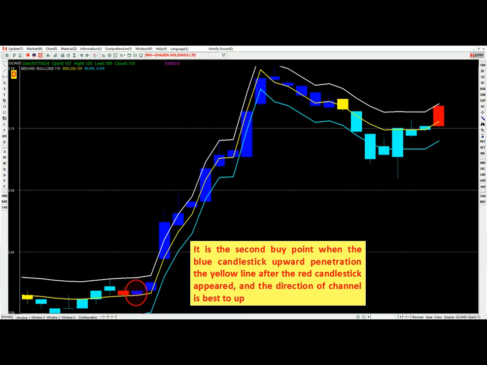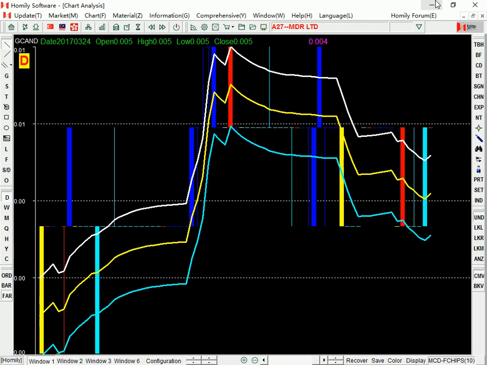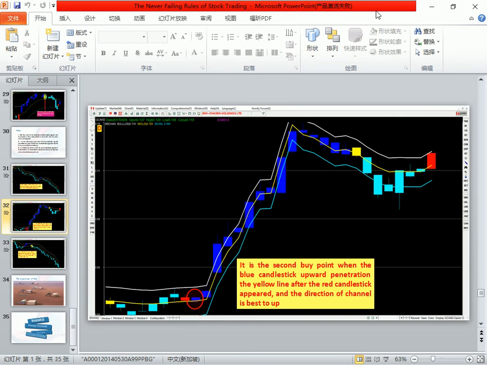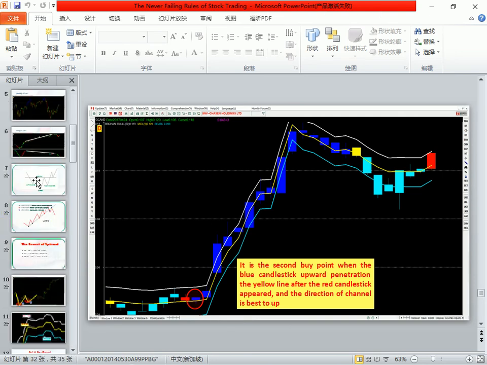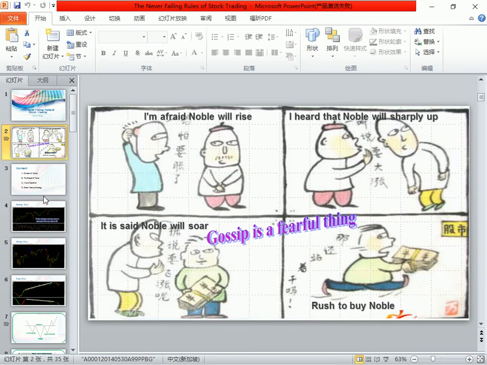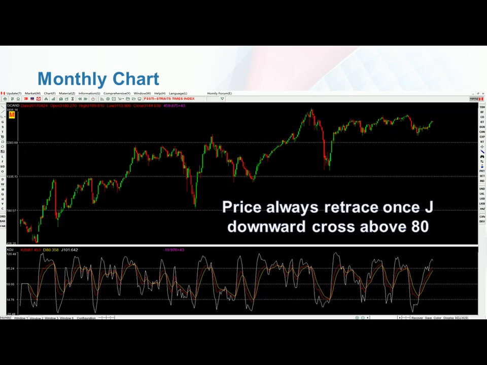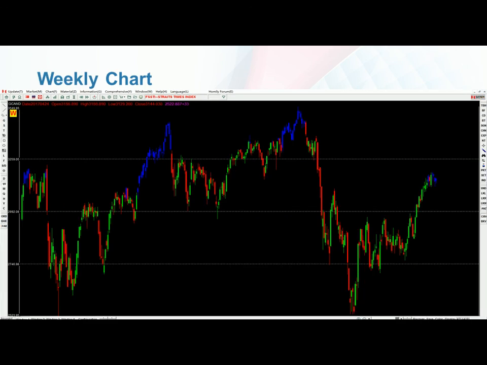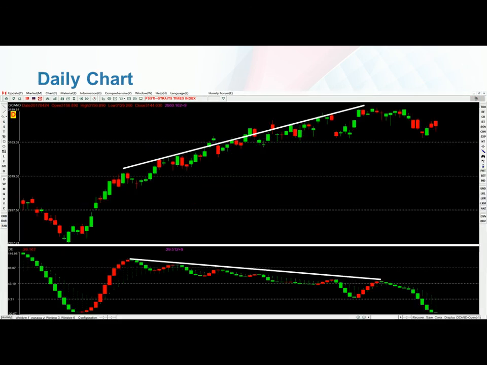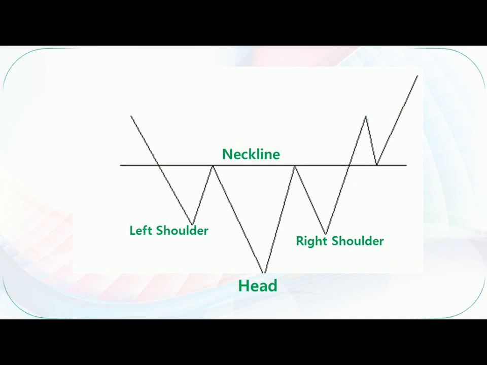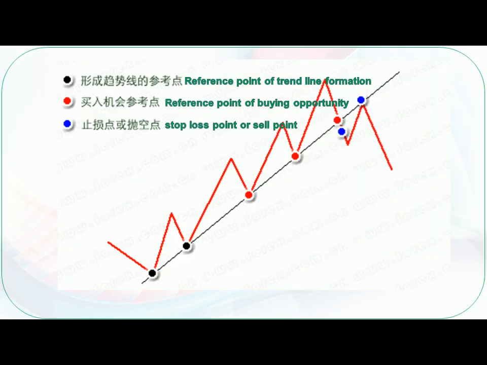This is today's course, and I will review it. I will let you know which points you should pay attention to. Firstly, we see here the market. The monthly chart, weekly chart, and daily chart are all not good. So you should pay attention to the risk. Okay. Then next one, we learned the pattern.